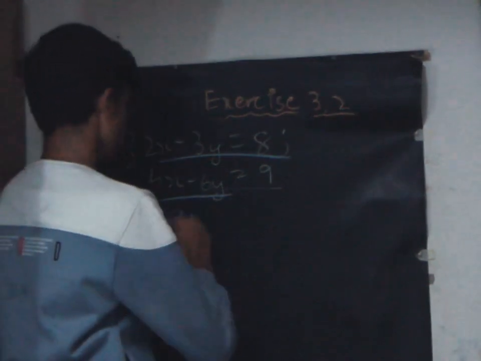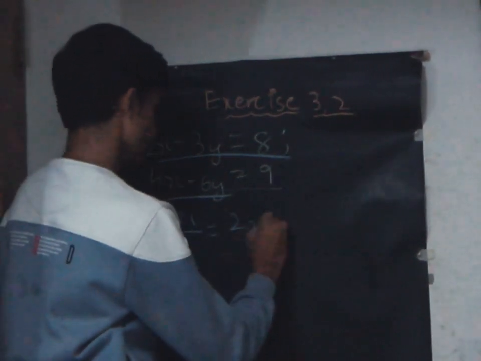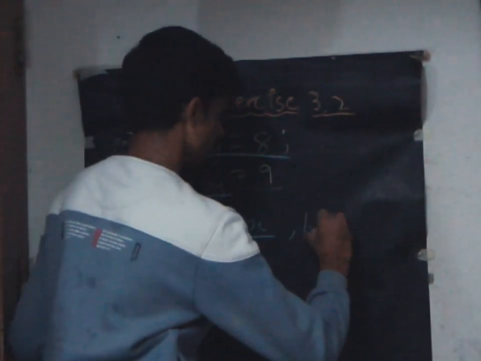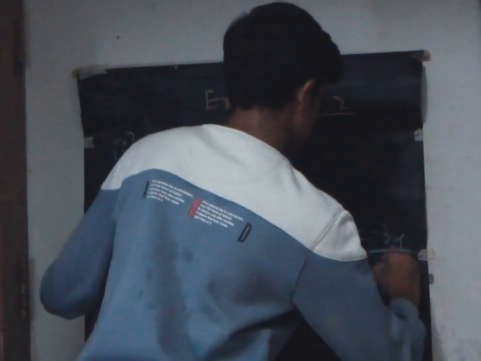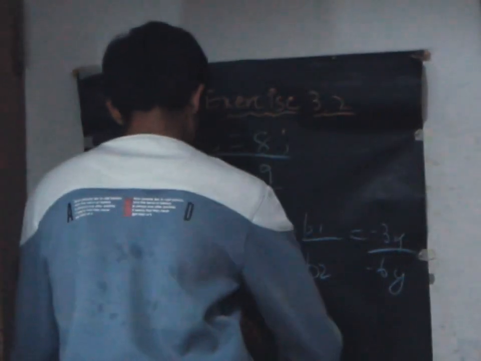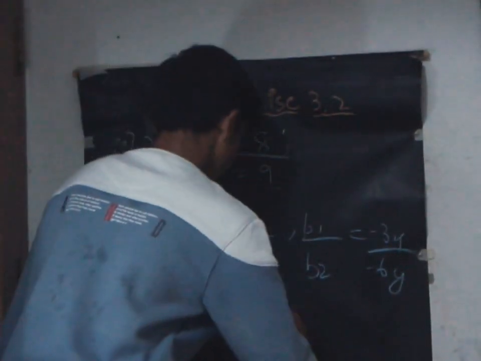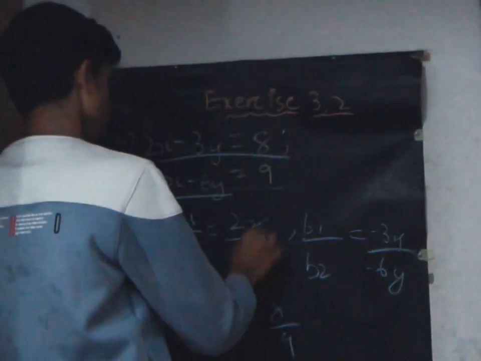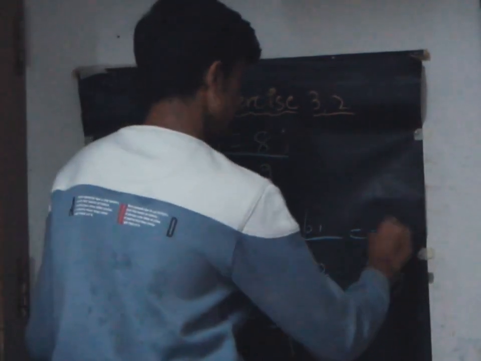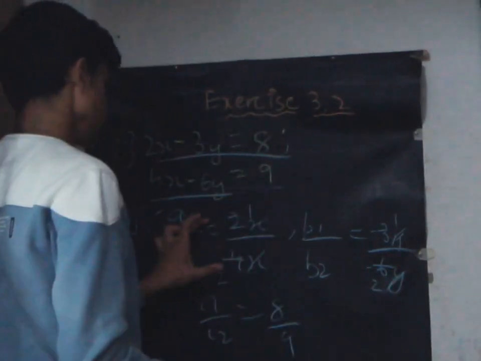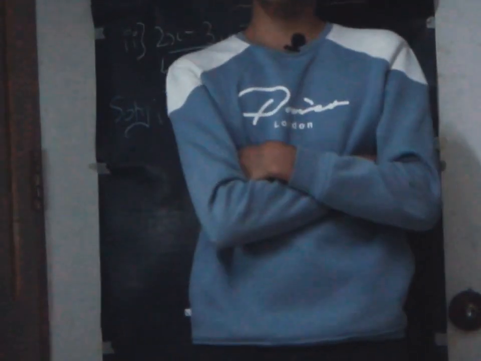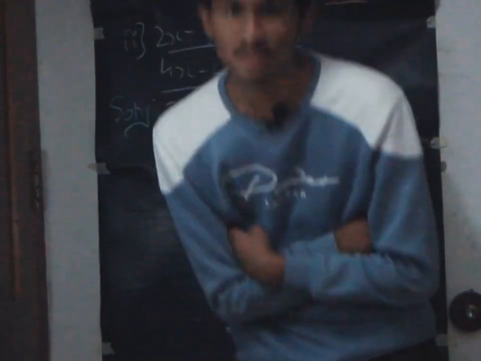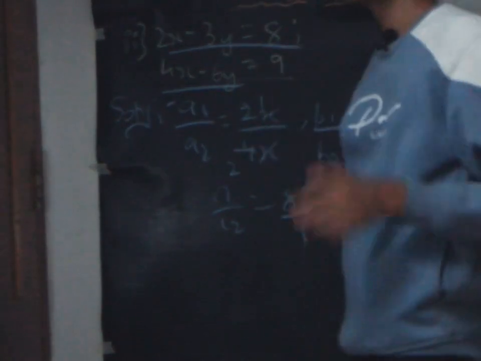Here a1 by a2 is equal to 2x by 4x, and b1 by b2 is equal to minus 3y by minus 6y. c1 by c2 is equal to 8 by 9. So x cancels, 2 1s are 2, 2 2s are 4. y cancels, 3 1s are 3, 3 2s are 6. So a1 by a2 is equal to b1 by b2 and not equal to c1 by c2. Is this a case of parallel lines? Yes, you are getting this. This is a case of parallel lines.